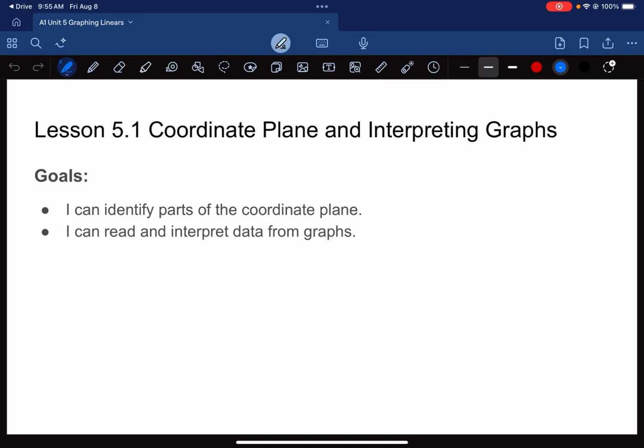This is lesson 1 of chapter 5. So lesson 5.1, coordinate plane and interpreting graphs. So we're going to look at graphing equations and inequalities in this chapter.